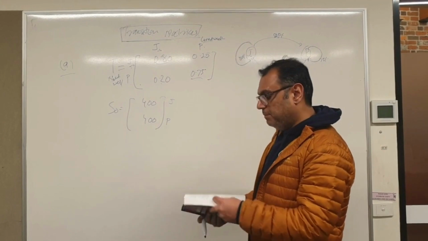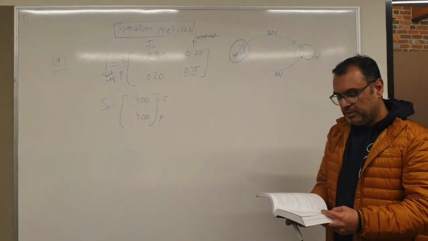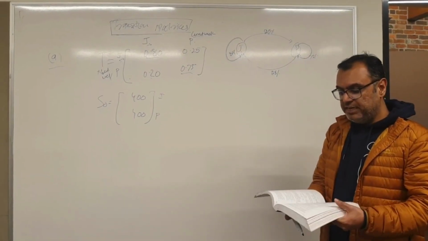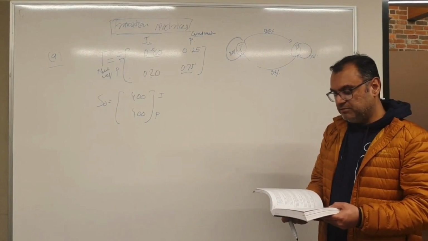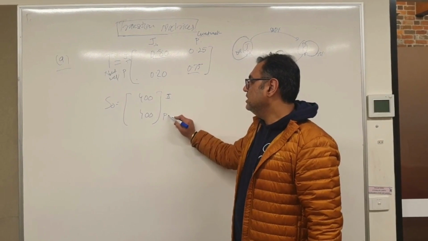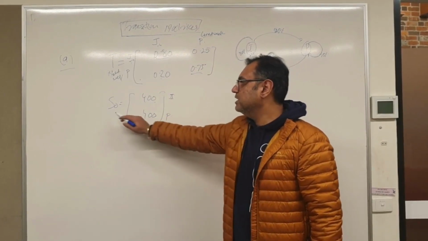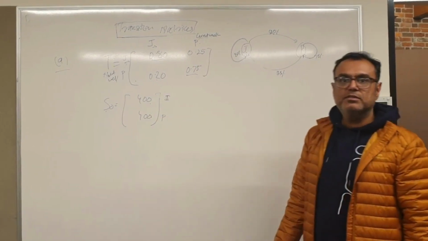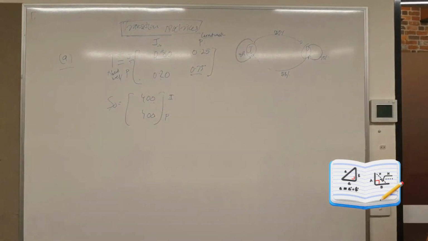Now that was part A. Part B says, initially 400 eat at Jill's and 400 eat at Pete's. Write down the column matrix S0. Eating at Jill's, eating at Pete's: 400, 400. That's the column matrix, my starting point. That's the answer for part B.